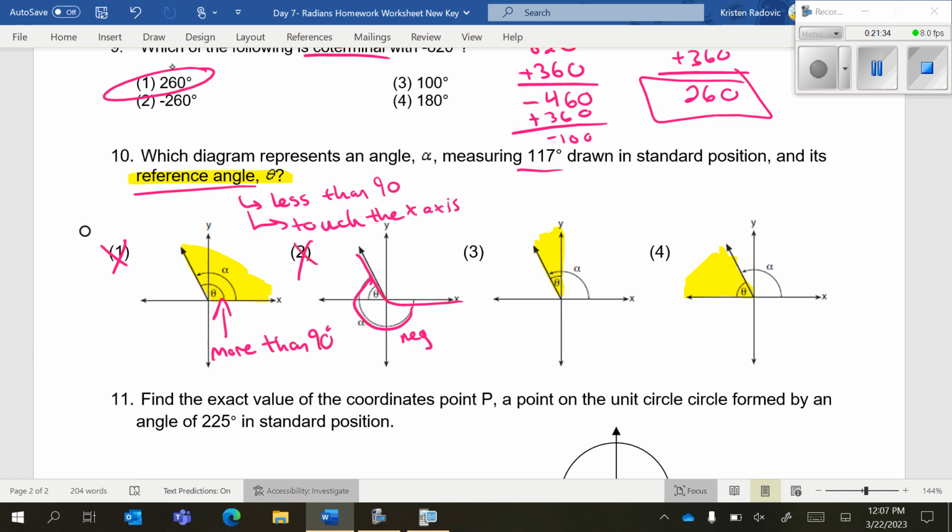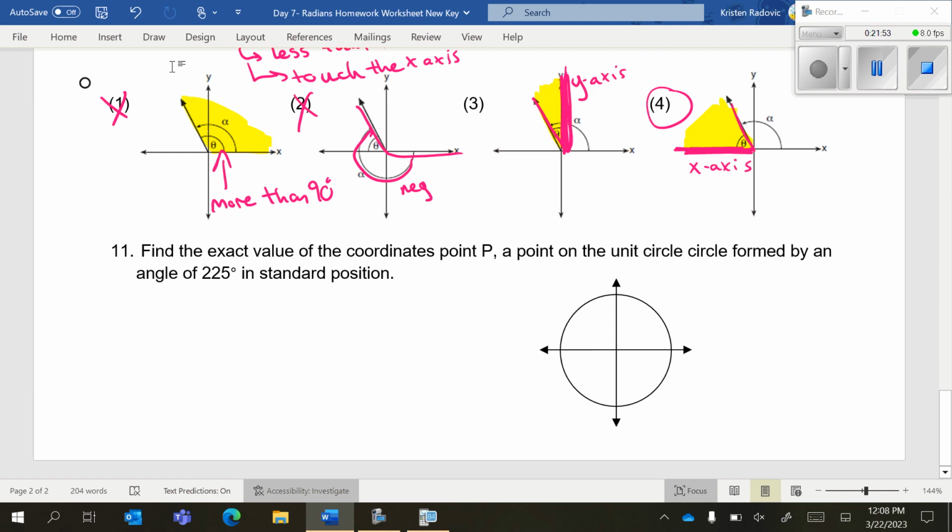So if you look at your options that you have, 1 touches the y-axis, this is touching your y, but choice 4 is touching your x-axis. So choice 4 is the correct answer.